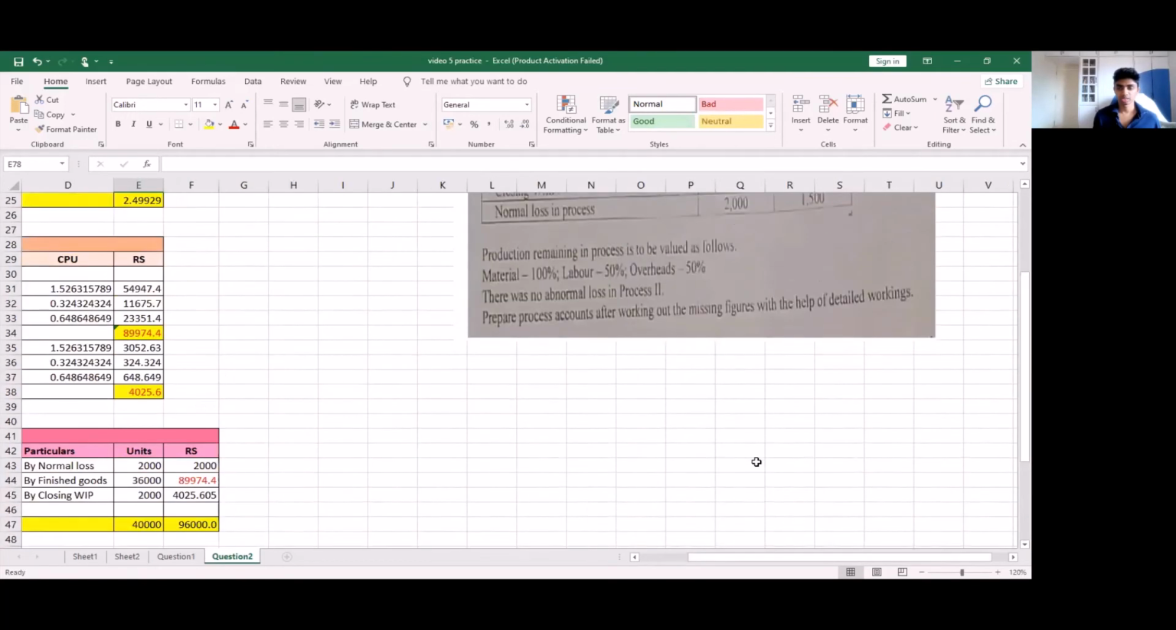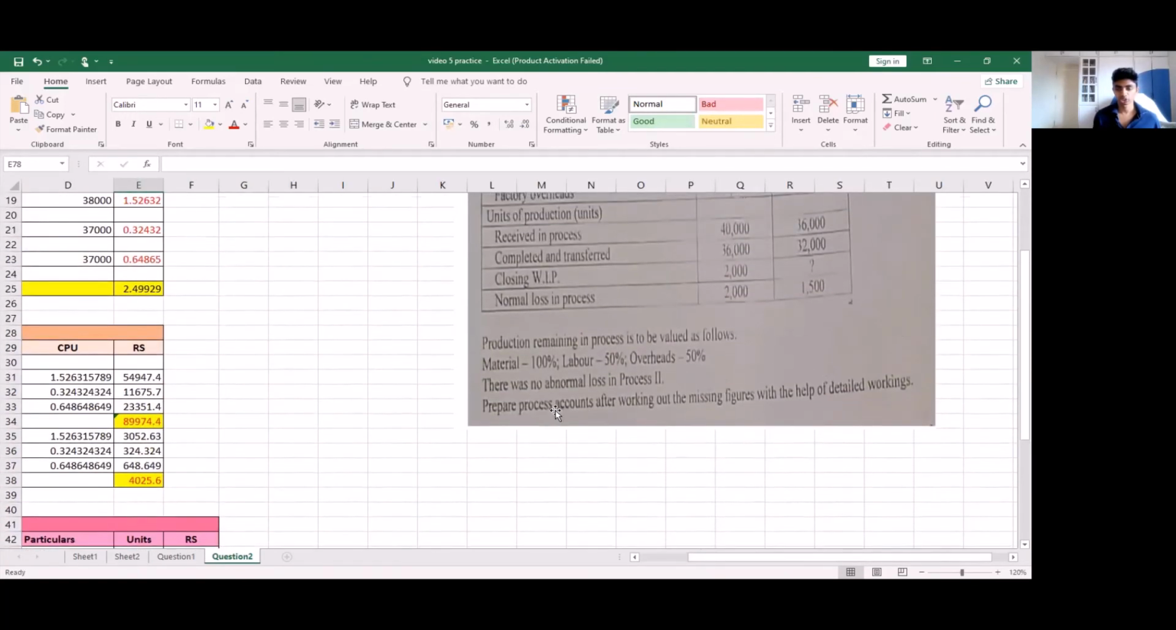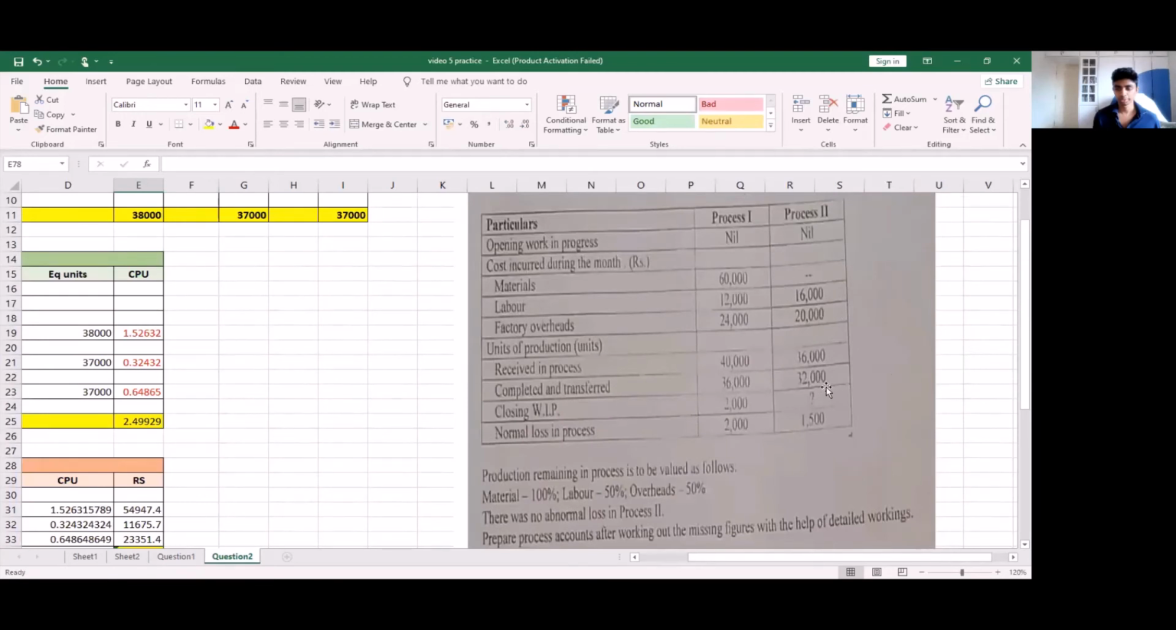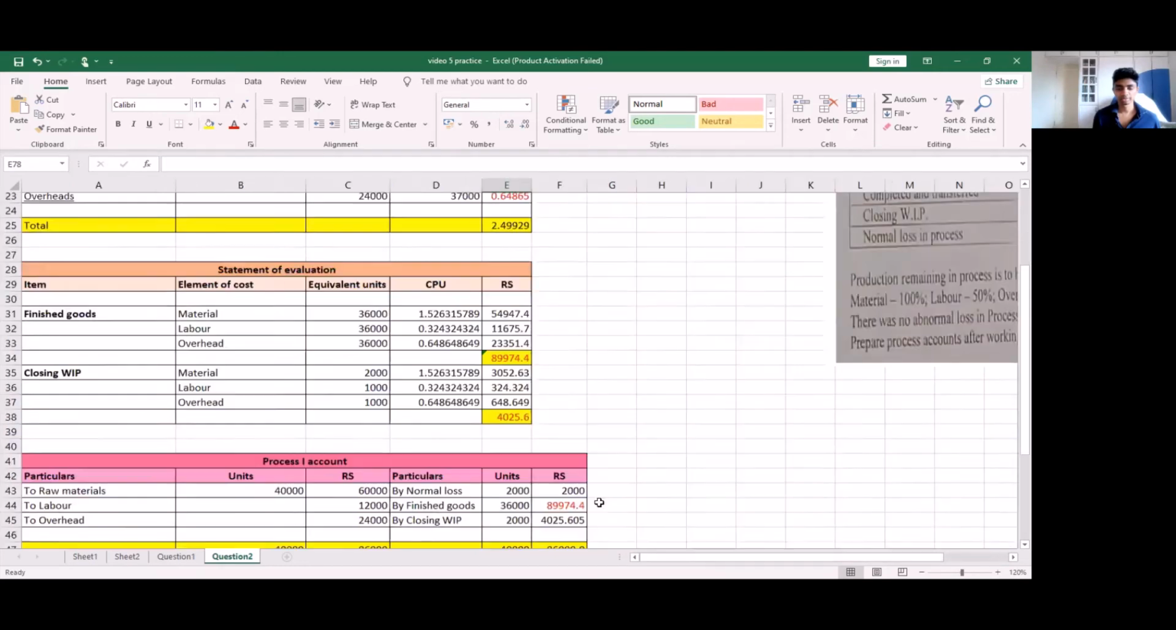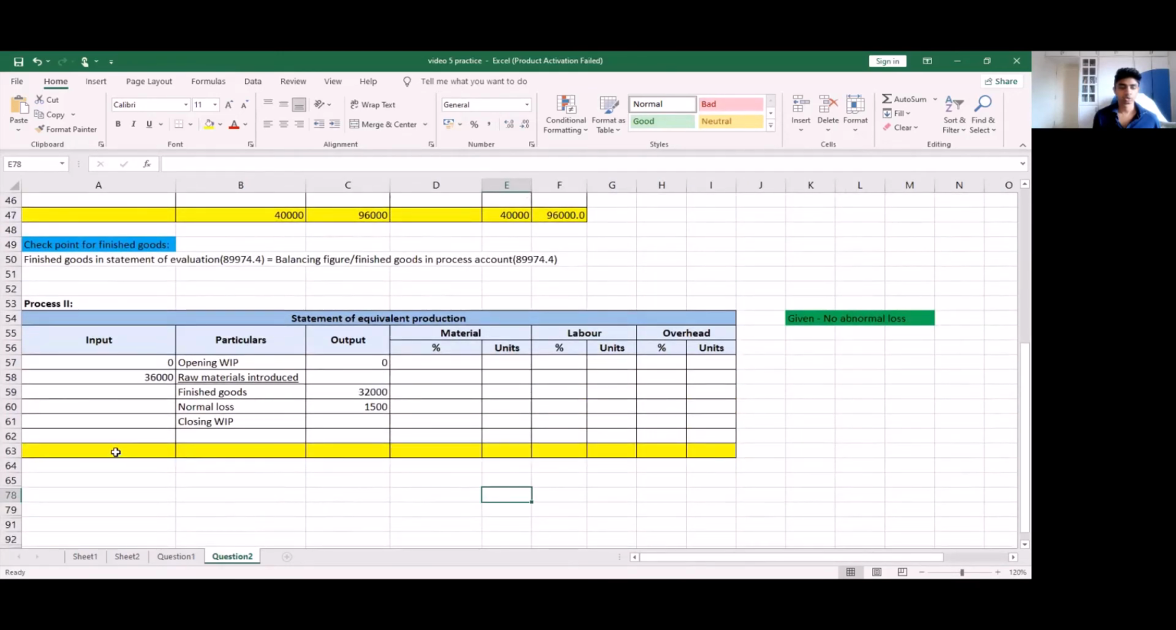Closing work in progress has not been given in our question. So for process 2, we don't know what the closing work in progress is. So we will find this by totaling the input and output columns and finding the difference. So on our debit side, we have a sum of 36,000, and on our credit side or on our output column, we have a sum of 33,500. So the difference will be our closing work in progress.